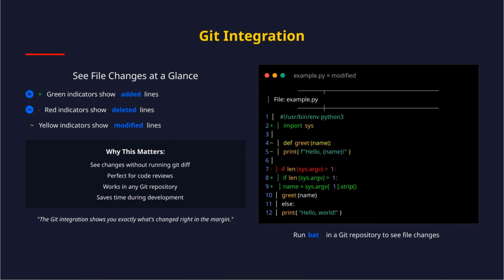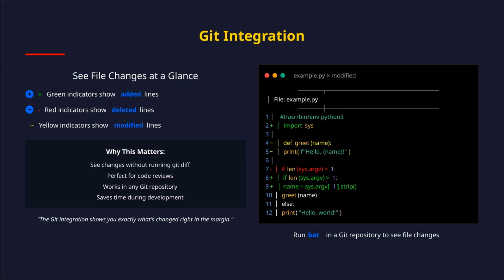Okay, but here's where bat really starts to shine. The Git integration. So, when you're in a Git repository and you run bat on a file that has changes, you'll see these little indicators in the left margin. Green plus signs for lines that have been added, red minus signs for lines that have been deleted, and yellow tilde for lines that have been modified.